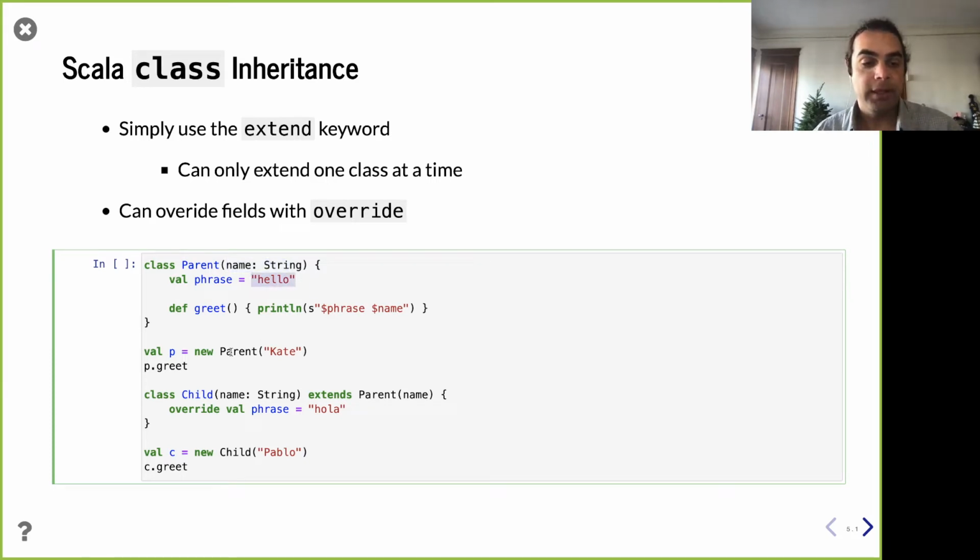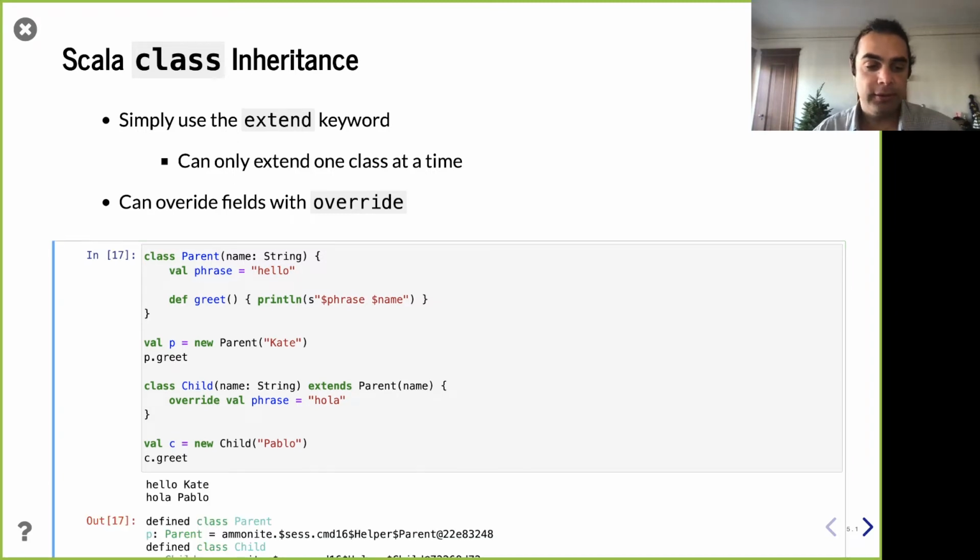Okay, so, and then if we go ahead and run this, we're going to see, hey, yes, we instantiated a new parent called Kate. And so we get hello Kate when we call .greet.